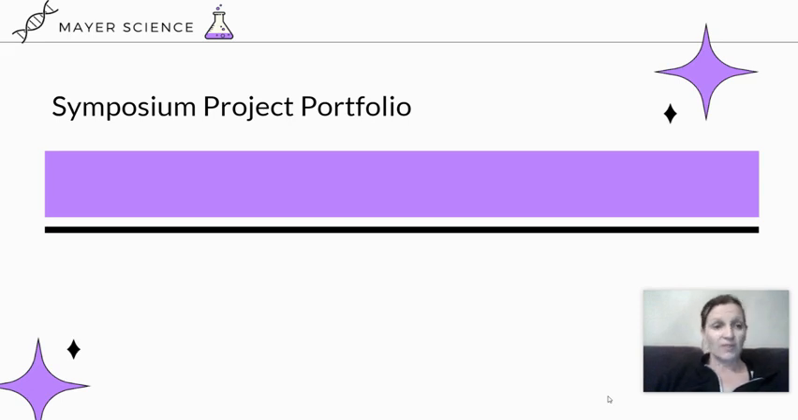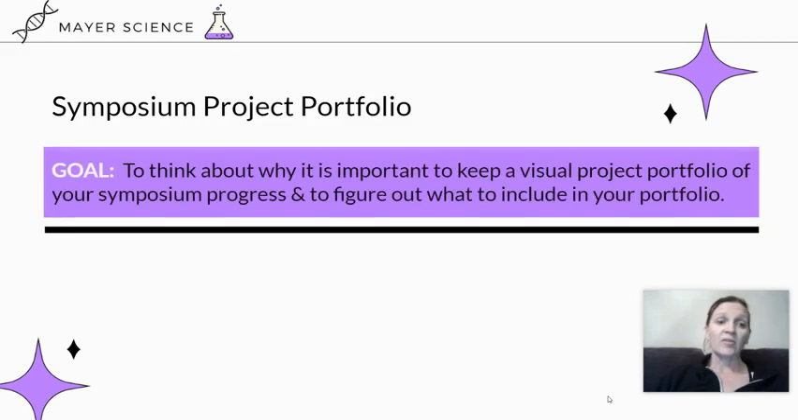So the goal of this short video is to think about what you're going to be doing when you create a project portfolio for your symposium. So our goal is to, first of all, think about why that's even important in the first place. So why do we want to keep a visual project portfolio, which will be a collection of photos and videos that are related to your symposium project?